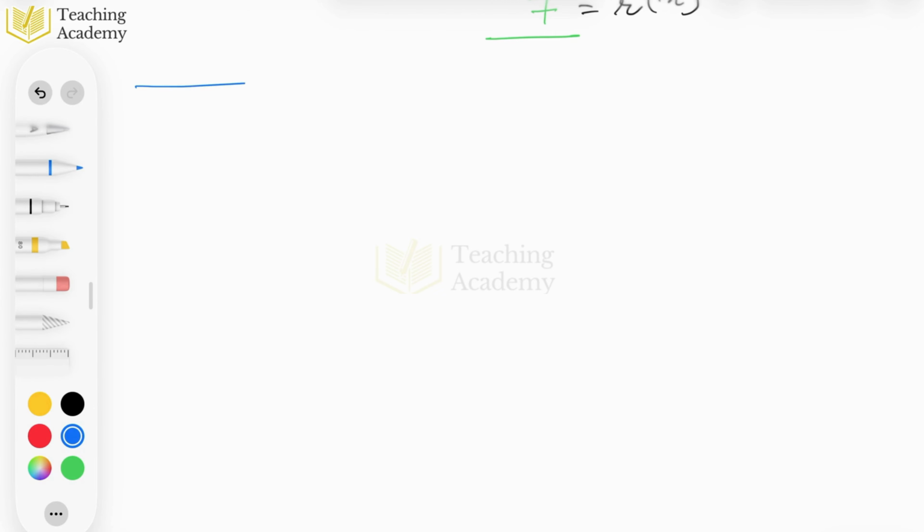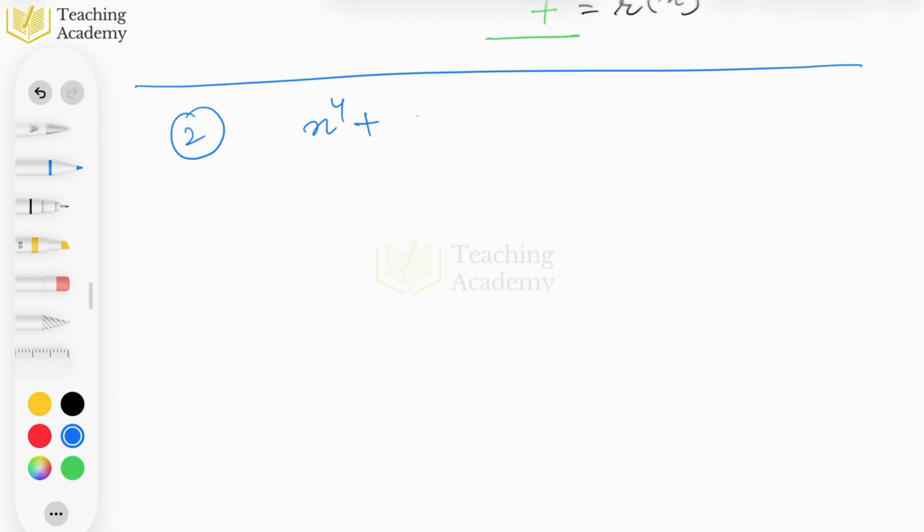Let's take one more. I am saying in the second question that we'll be dividing x to the power 4 plus 2x square minus 1 divided by x plus 3. We have to check what will be the remainder and the quotient here, right?